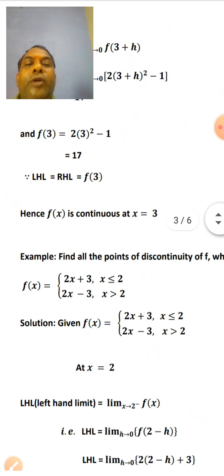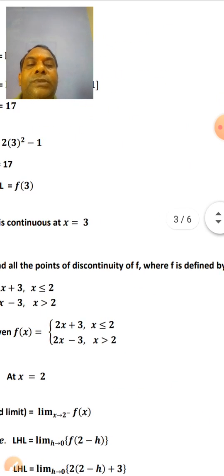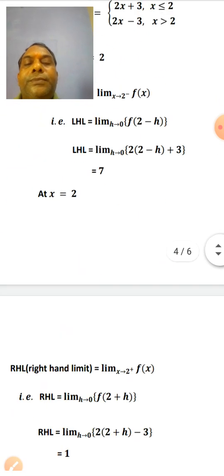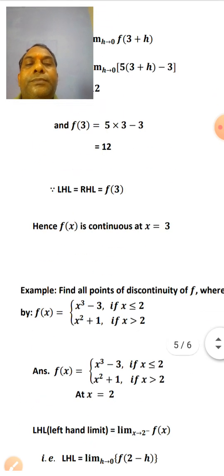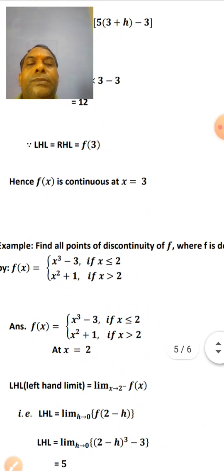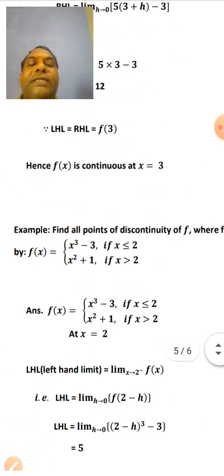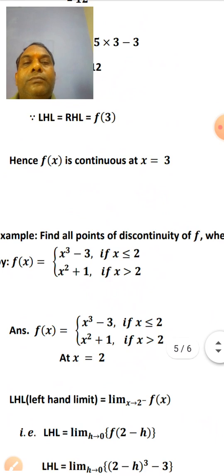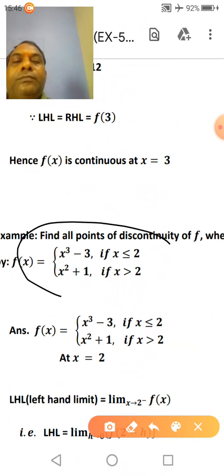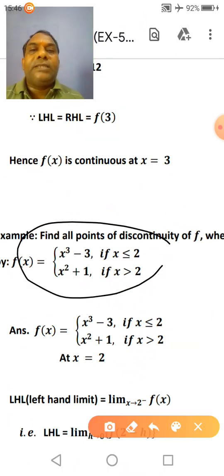Find all the points of discontinuity of f where f is defined: f(x) = x^3 - 3 if x is less than or equal to 2, and x^2 + 1 if x is greater than 2. You have to check the points of discontinuity.